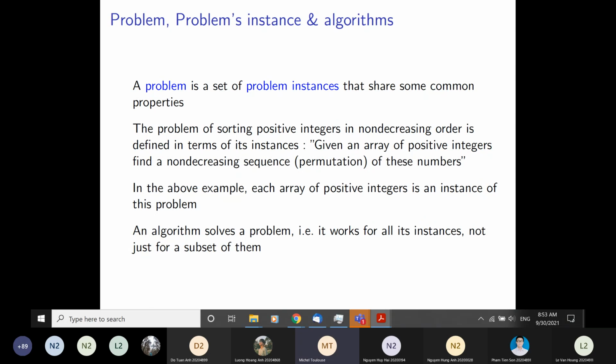Another way to describe the sorting problem here is to list all the instances of this problem. So we say the problem actually consists of the set of all arrays of integers. So that's also the problem described by extension. Again, this may look a little bit abstract at this moment, but at the end of the semester, maybe you will understand why we design algorithms that are general enough to solve all the instances of a problem.